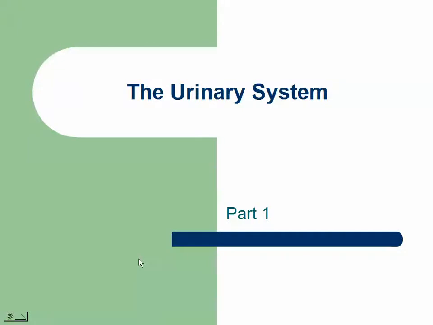Welcome to part 1 of our urinary system lecture. This is going to match up to chapter 15 in your textbook and just the first part of it, so page 518 to 521. We're just going to start with the major structures and the major functions in the urinary system and talk a little bit about the kidneys.